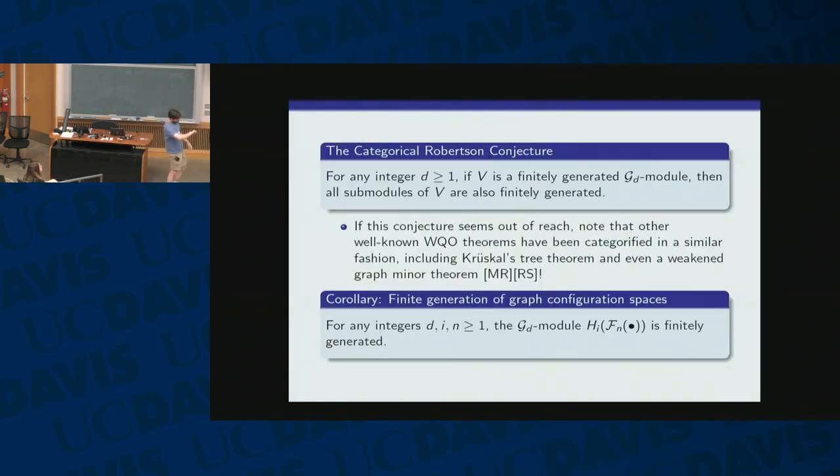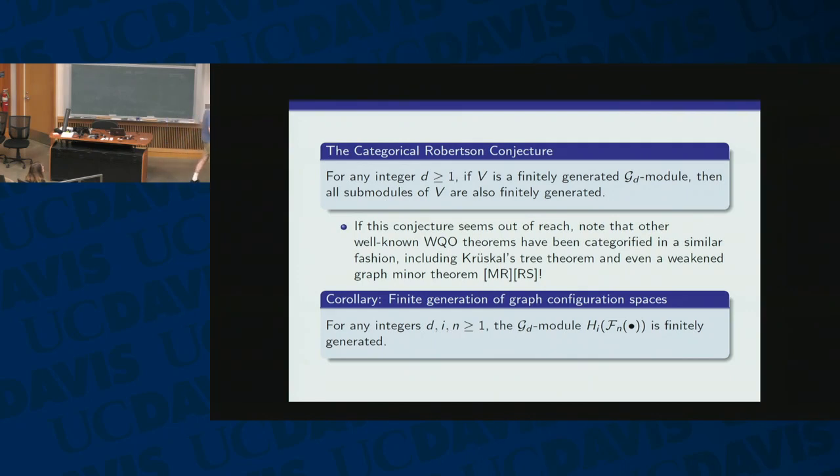OK. So supposedly this is my last slide. So this, as I said, would be the main corollary coming from this categorical Robertson's conjecture. But now you say, OK, this is kind of awkward because we have this dependency on this d here, which is basically telling me the biggest Robertson chain that appears. But in all of the theorems we looked at before, except for the one on trees, there was no dependency on this parameter d. So, well, what's going on here?